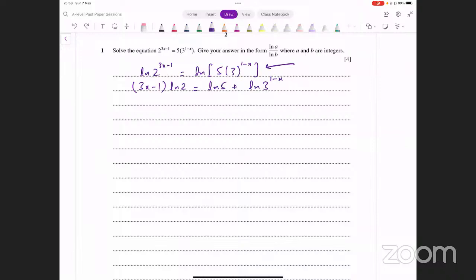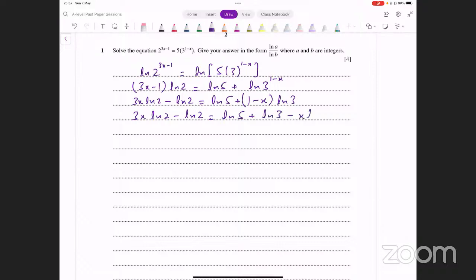If you have multiplication inside log, it becomes addition outside log. Okay, so that's what we have used here. And now what we can do is we can simplify this further. On the left side, it becomes 3x into ln2 minus ln2. On the right side, we have ln5 plus, now we could take 1 minus x out of the power and multiply with ln3, and it becomes 1 minus x into ln3 like this. And now we can simplify both sides, make x the subject, and see what we get from that. 3x into ln2 minus ln2. On the other side, we have ln5 plus ln3 minus x ln3.